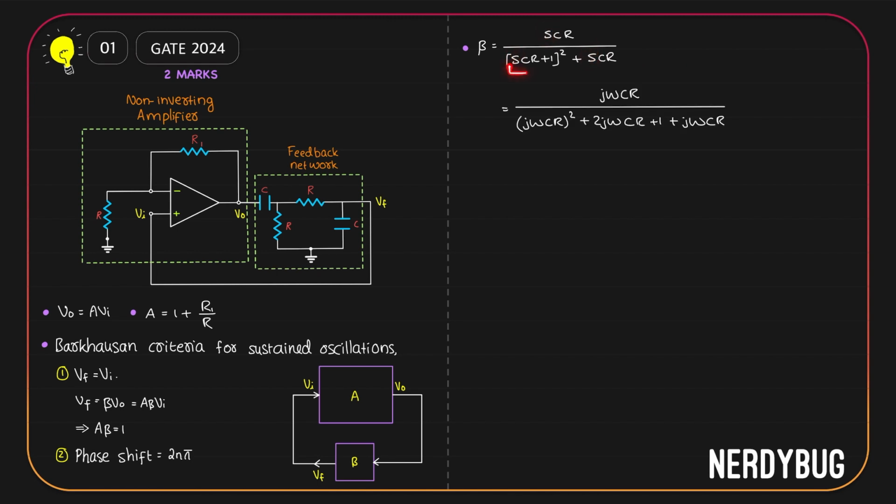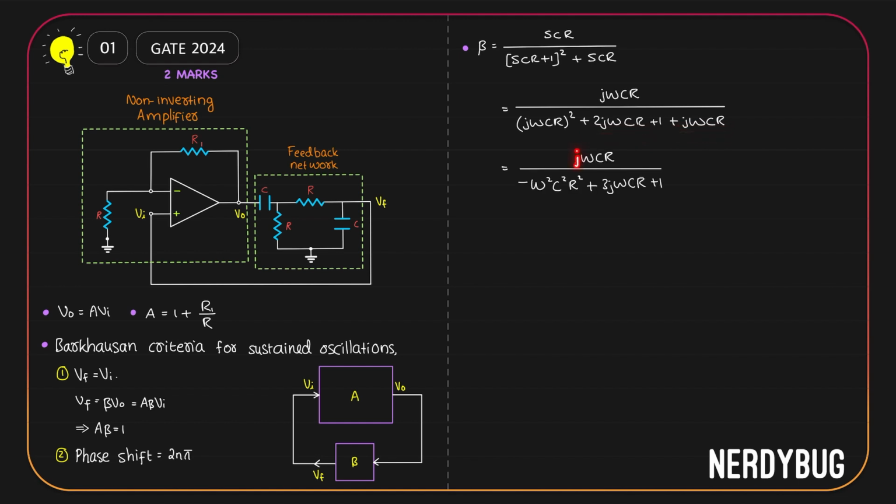That makes this term (j omega Cr plus 1) whole square. Taking the square, I get (j omega Cr) whole square plus 2j omega Cr plus 1. Plus there is an SCR that becomes j omega Cr. If we square j omega Cr, j square becomes minus 1. So this term will become minus omega square C square R square. 2j omega Cr plus j omega Cr will become 3j omega Cr.